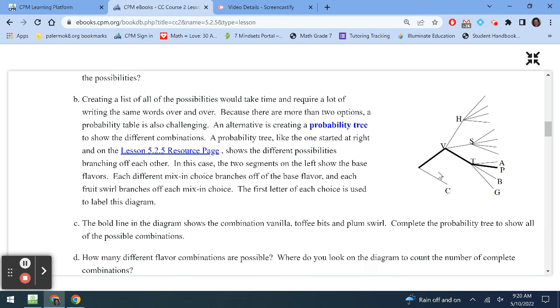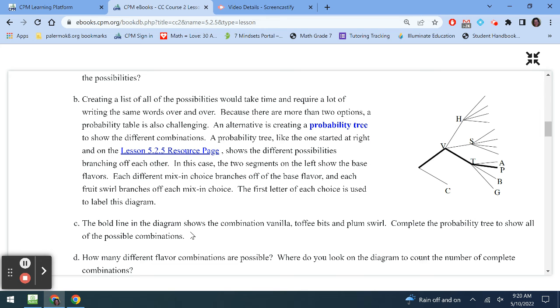In this case, the two segments on the left show the base flavors. So we have vanilla up here and then chocolate down here. So each different mix-in choice branches off of the base flavor. So we have hazelnut, sprinkles, toffee bits. And then after that, each fruit swirl branches off of the mix-in choice. So we have apricot, then plum, then berry, and then lastly the grape. So in this case, for this particular picture, they did the first letter of each choice to label the diagram.